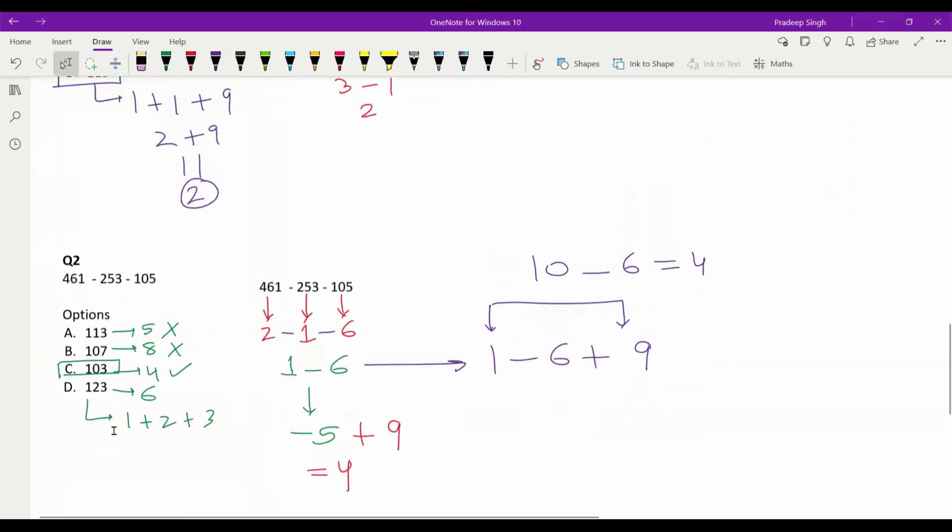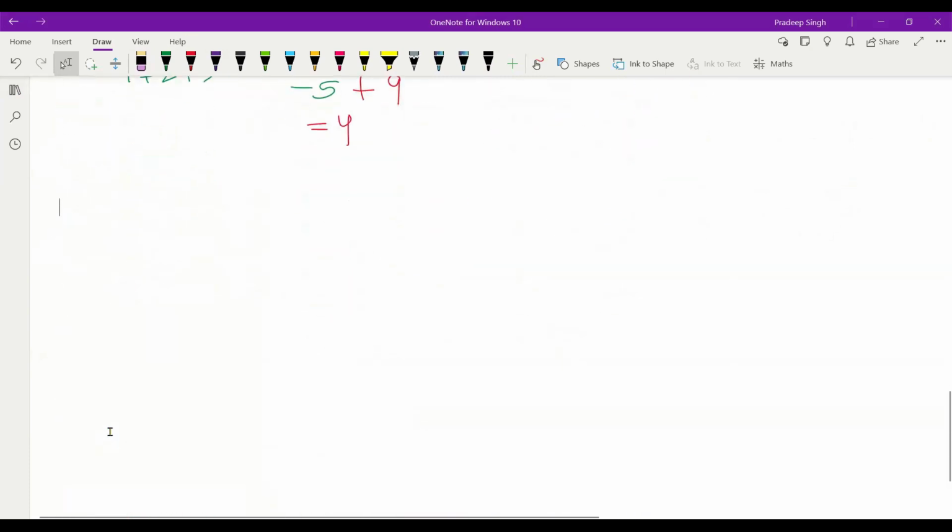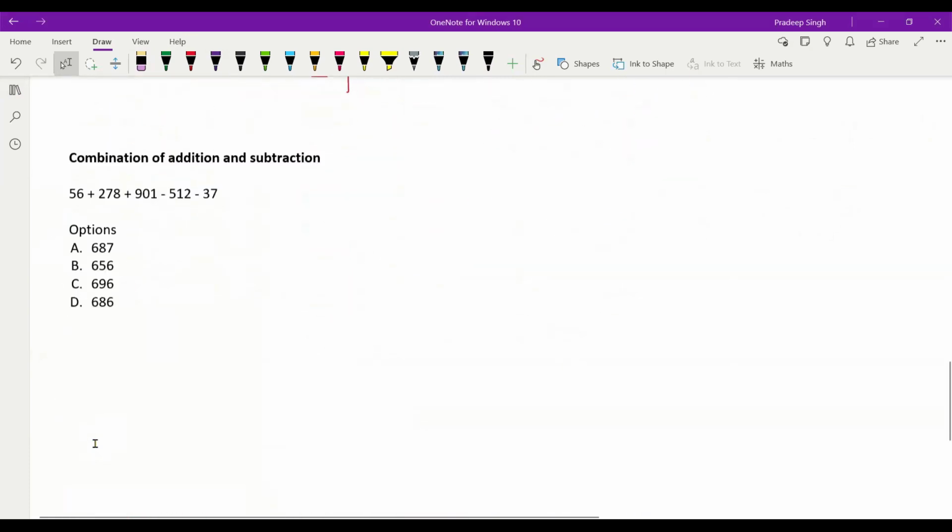Now, let's solve one more question, which will involve both addition and subtraction. So, I want you to pause this video. Please try to attempt this question on your own. Use the same concept of digit sum and see if you can find the right answer. So, pause the video and please solve.